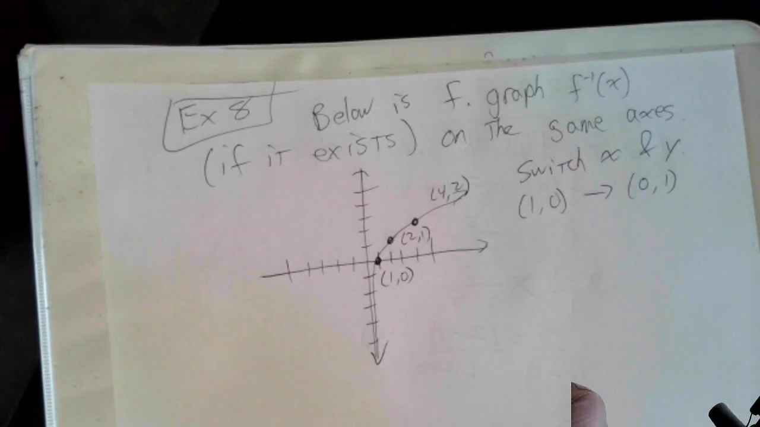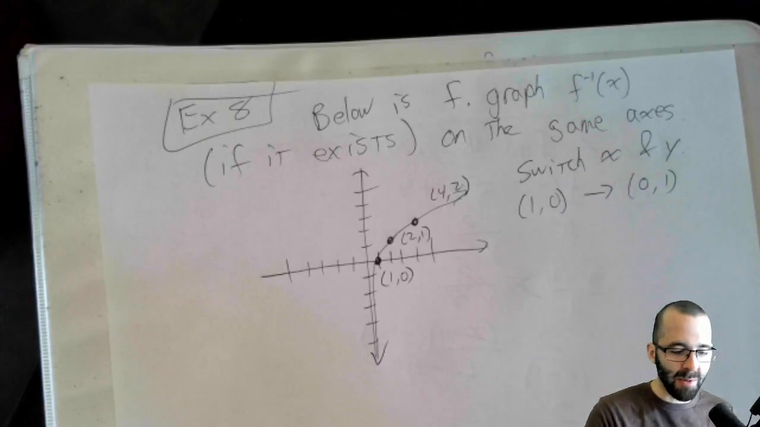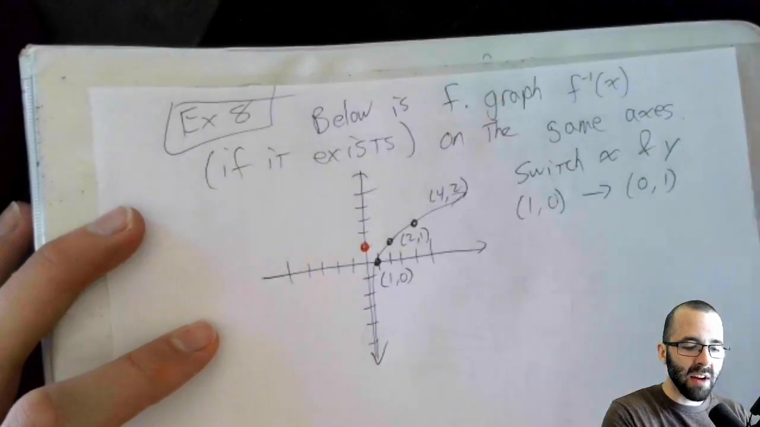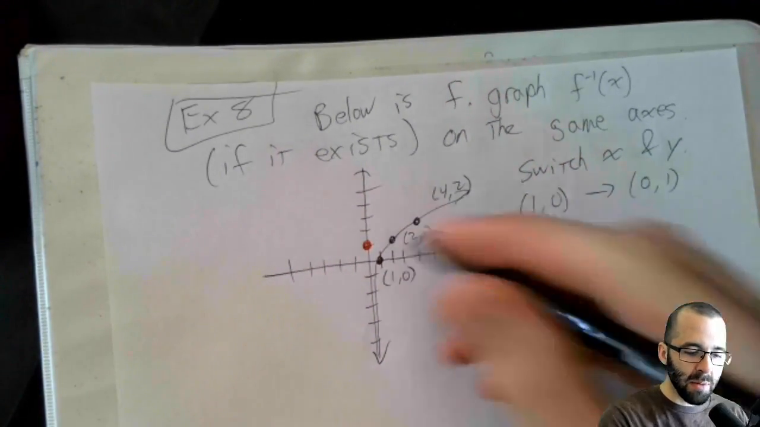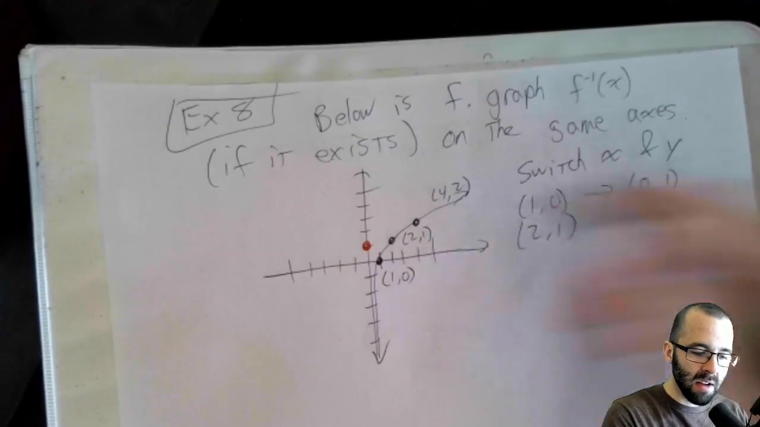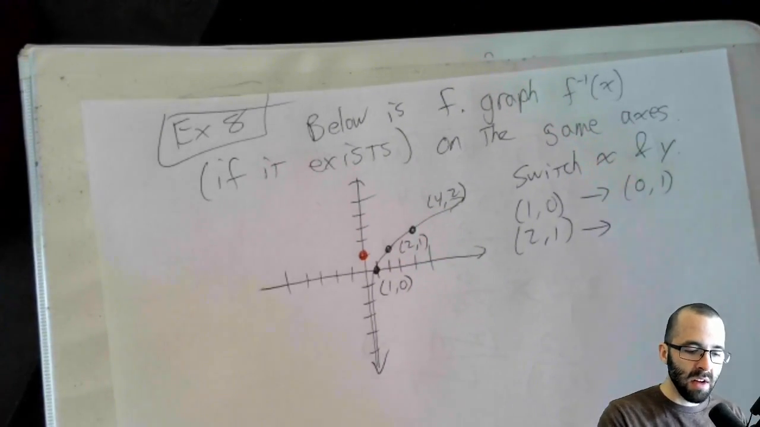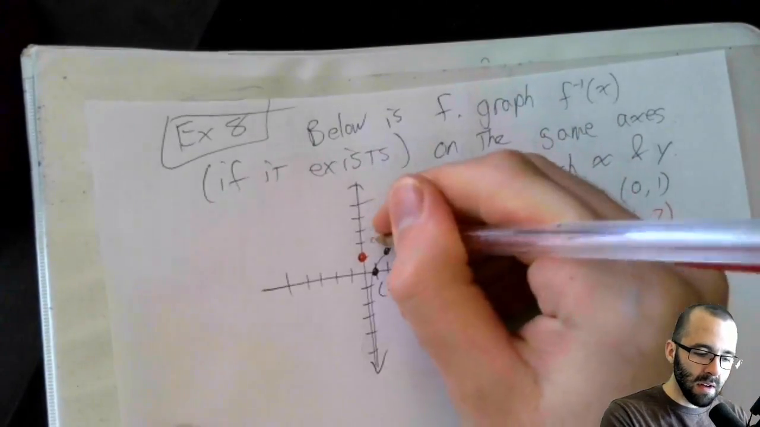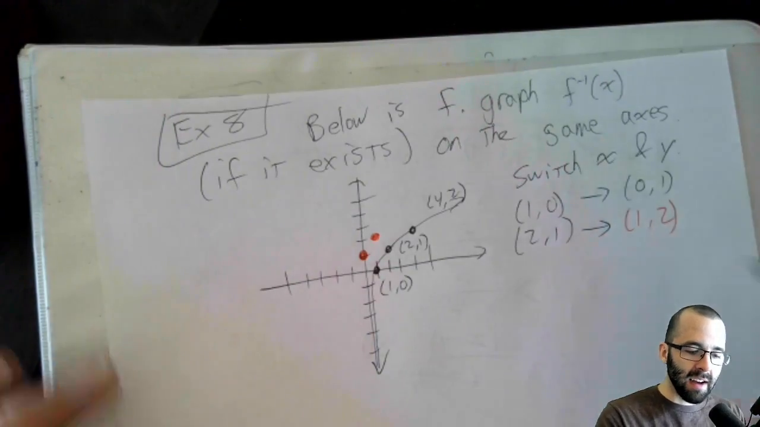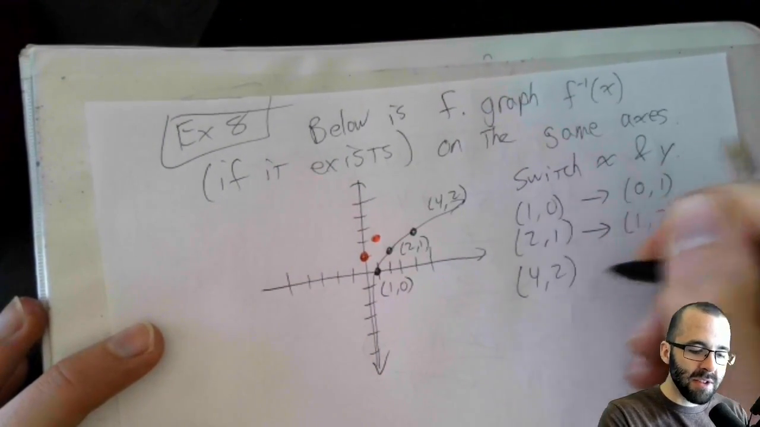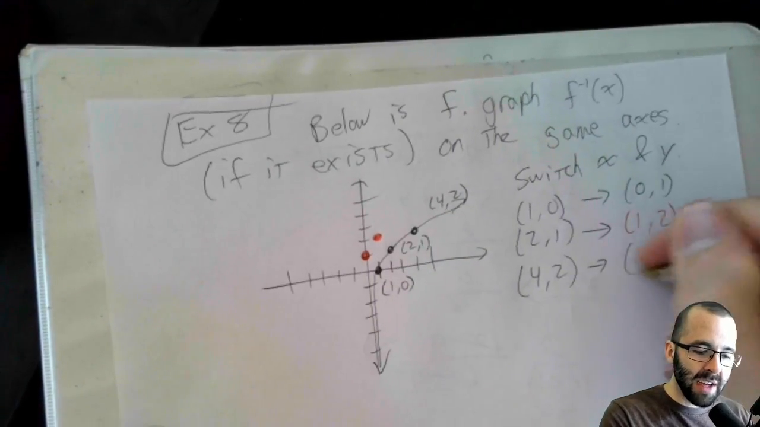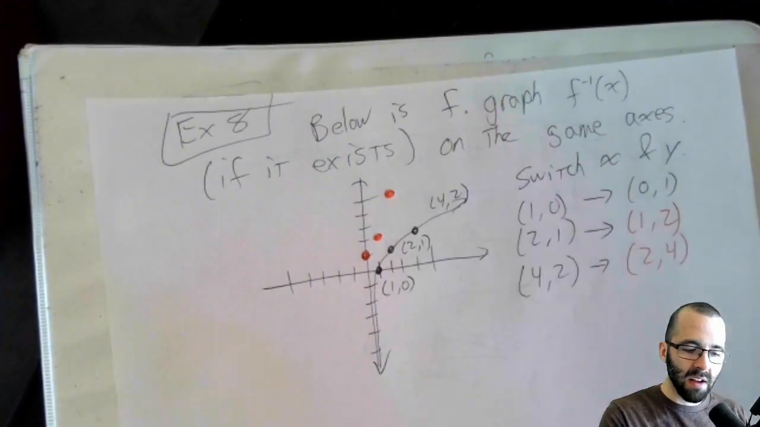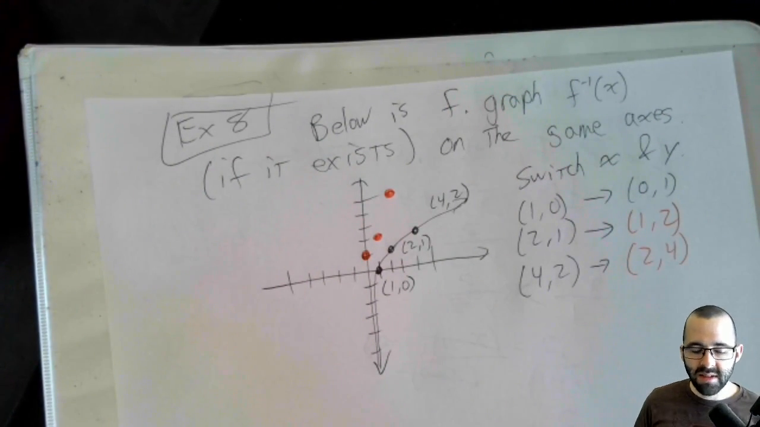I don't get to use this red pen for grading anymore, but I can use it for graphing. So we get (0, 1) as a point on f inverse. Well, it's another point. We got (2, 1) right there. That's going to become (1, 2). And then we got (4, 2). We know what that's going to become. That's going to become (2, 4). So we have some points.